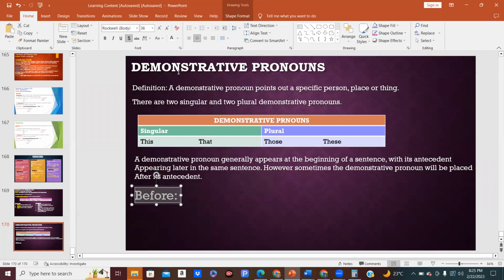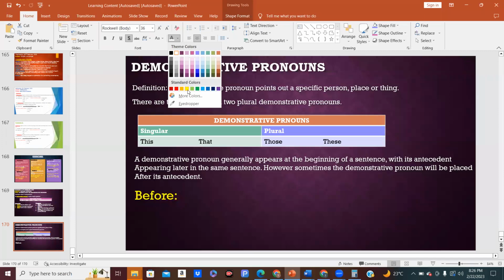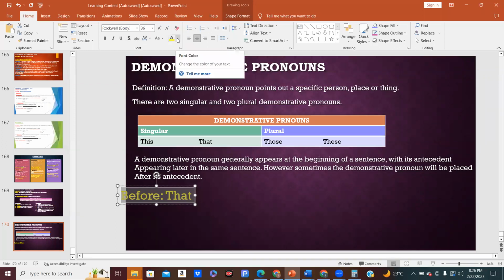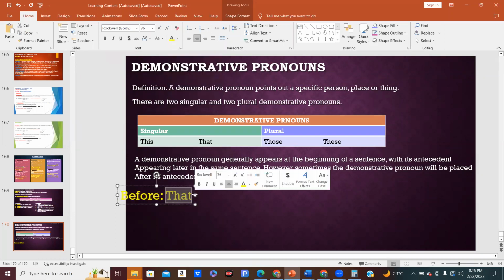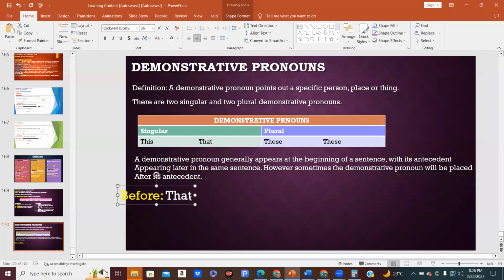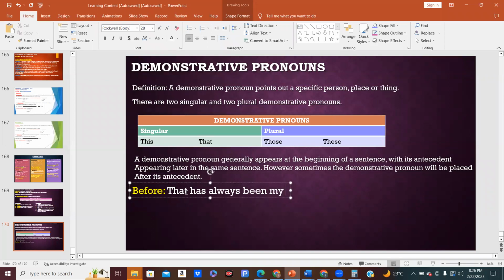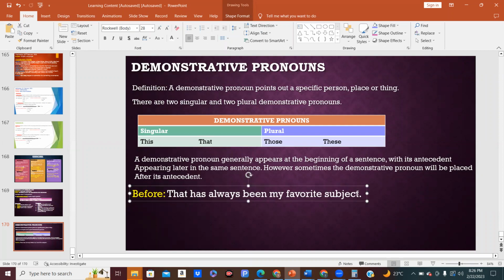So before, we have the sentence: That has always been my favorite subject. Now that is a singular or plural demonstrative pronoun? Singular. Now, what is the demonstrative pronoun? That's going to be that. Now, what is the antecedent?